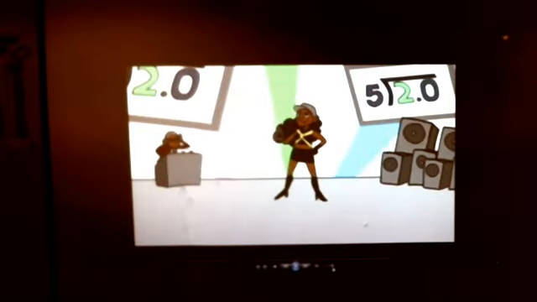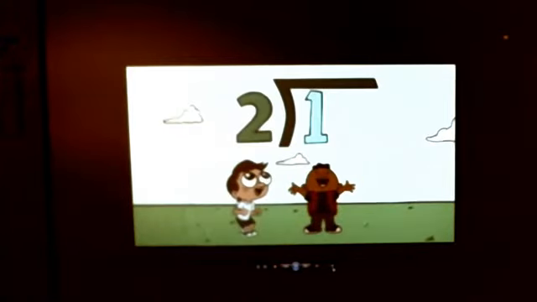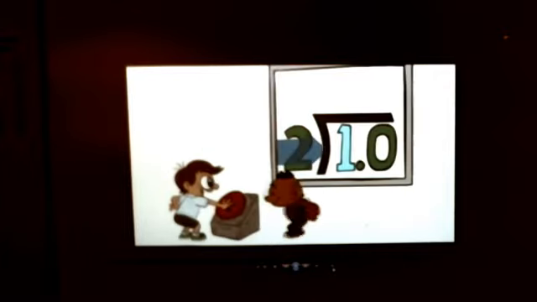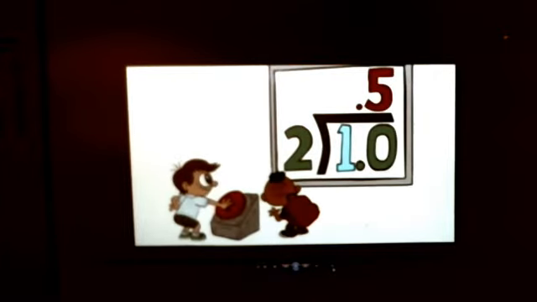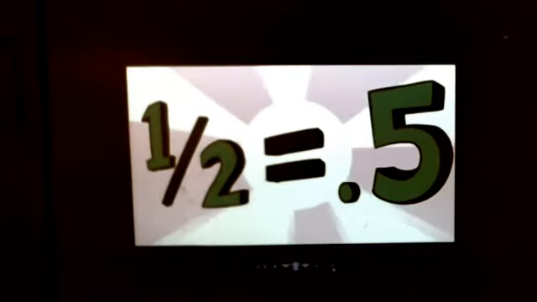The numerator becomes a dividend. Write a decimal point and a 0 in the tenths. Divide and write the decimal point in the quotient. So 2/5 and 4/10 are equivalent. So 1/2 and 5/10 are equivalent.